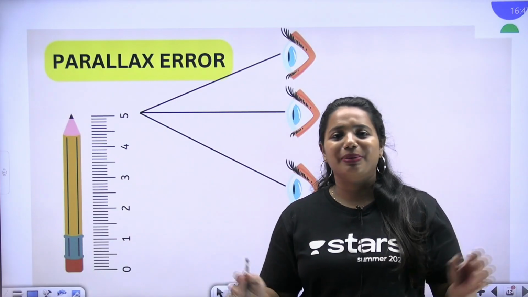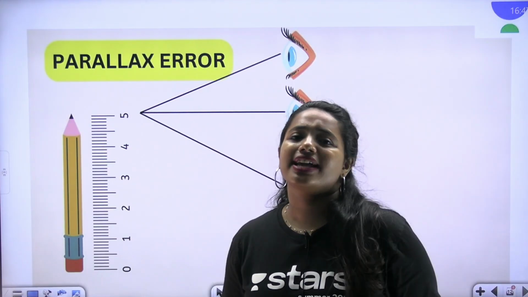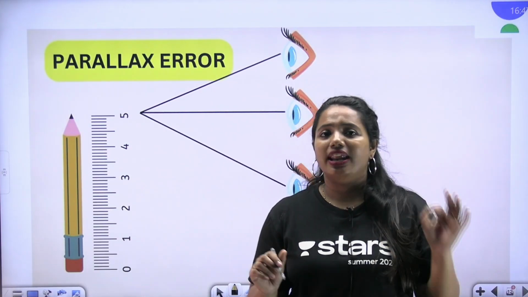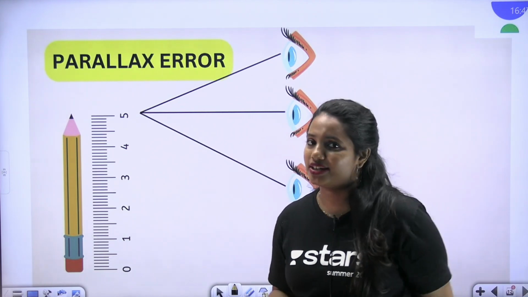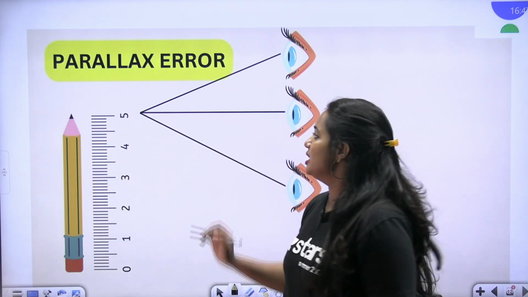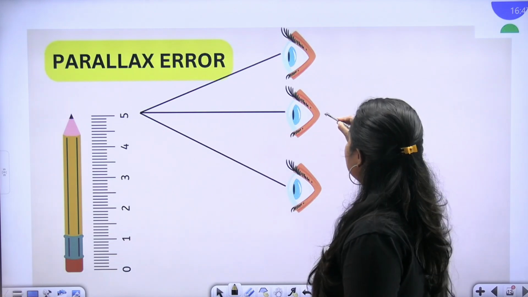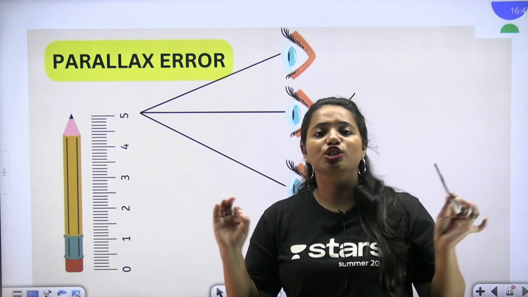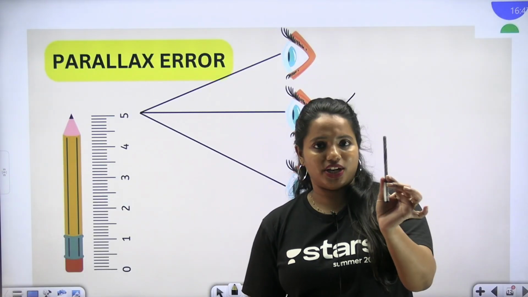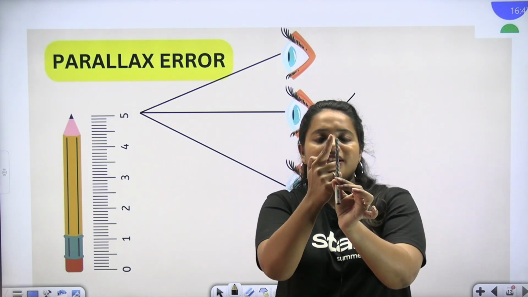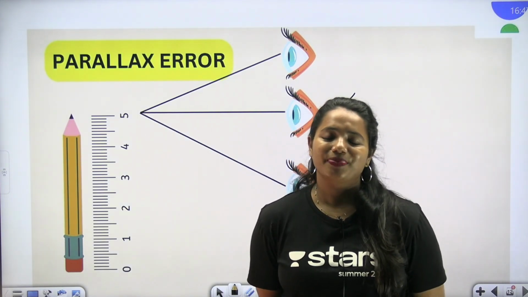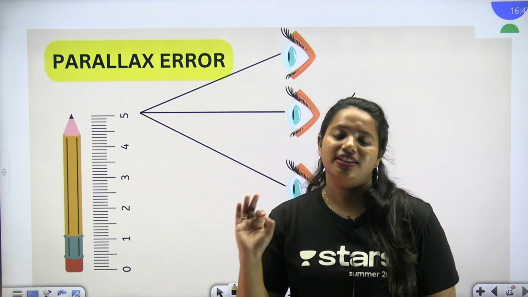And now we are going to learn about parallax error, and this error usually happens when your line of sight is not straight enough. So here, I'm going to take the measurement of the pencil again, but this one is actually correct. If you want to take the measurement of an object, the line of sight should be straight. Got it? This is the way that you need to take the measurement.